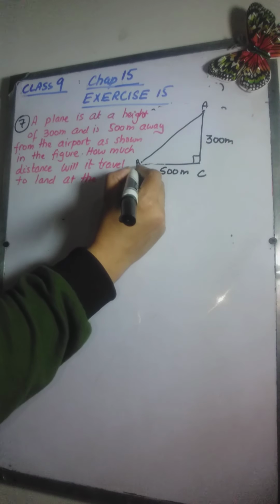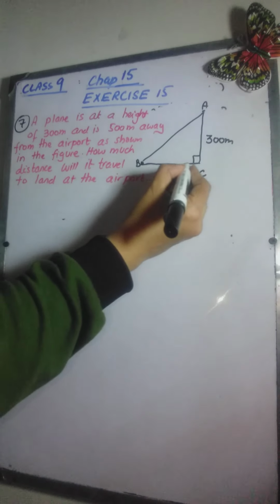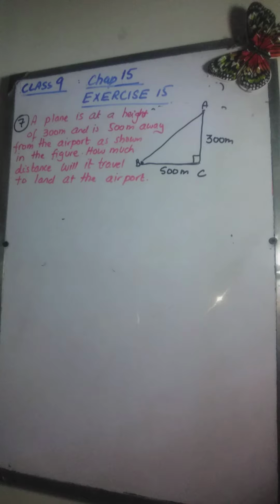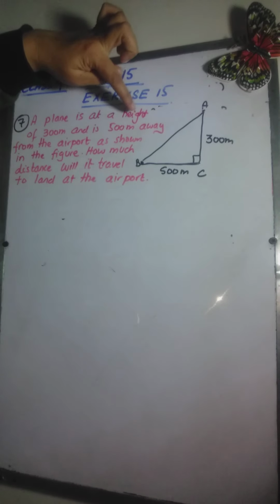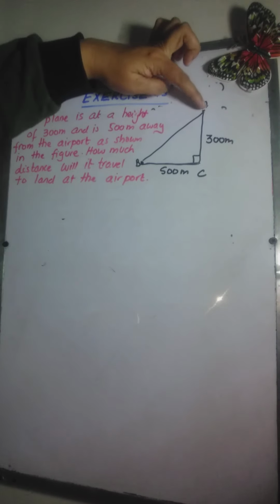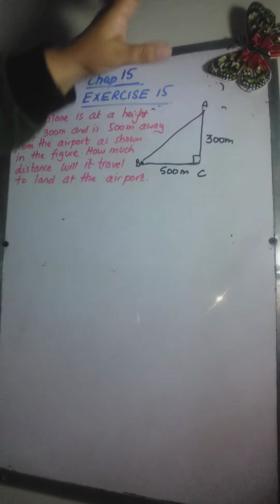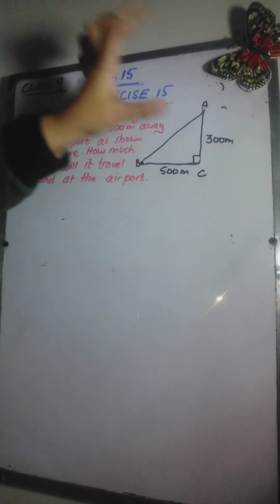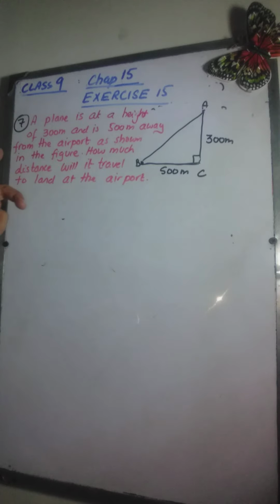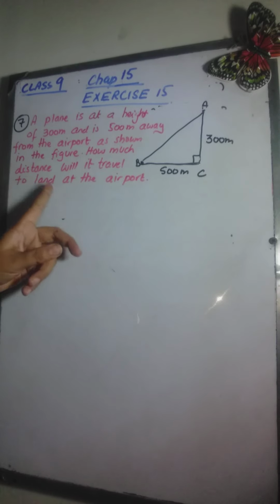Now if this is the airport at the point B and this is the plane, then the distance between the airport and the plane is equal to 500 meters. It means this length is 500 meters, the plane is at the height of 300 meters, and it's 500 meters away from the airport as shown in the figure. How much distance will it travel to land at the airport?